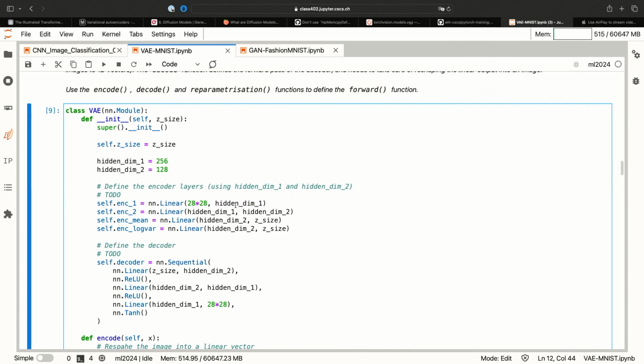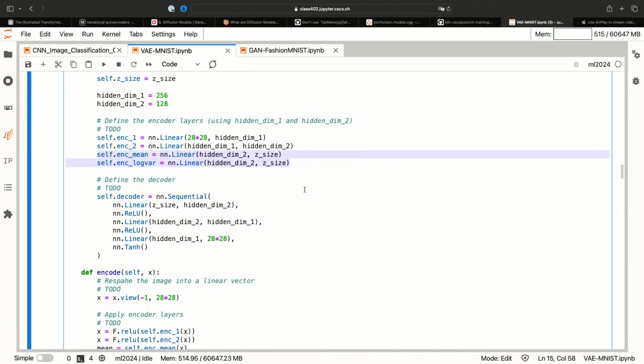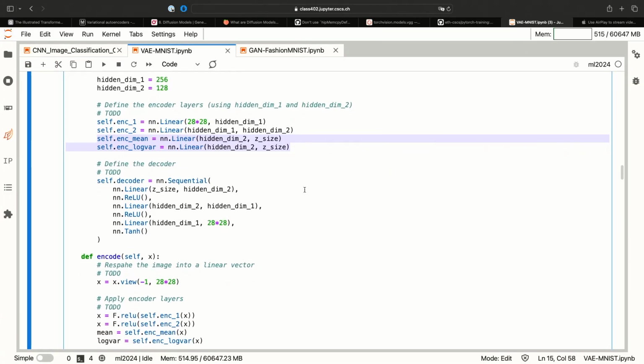In terms of the encoder, this time we have a slightly more difficult forward pass because we want two outputs from the encoder. And so we cannot really use a sequential model, because the sequential model just takes the output of the previous layer and passes it to the next layer. But here we want two outputs, and so we cannot use a sequential layer. So it's the first time we see this.